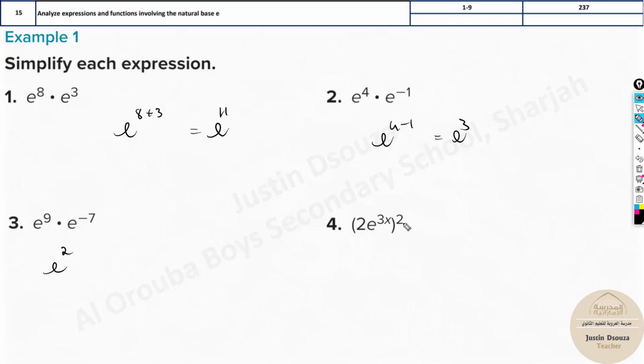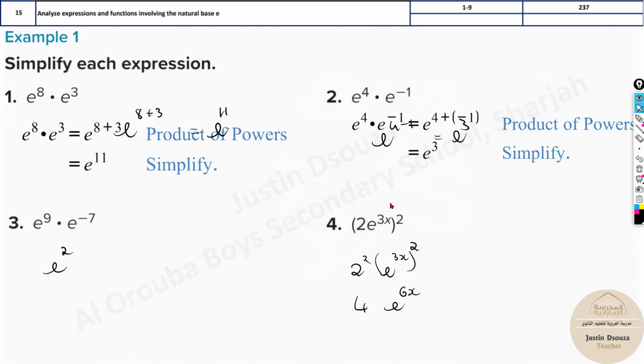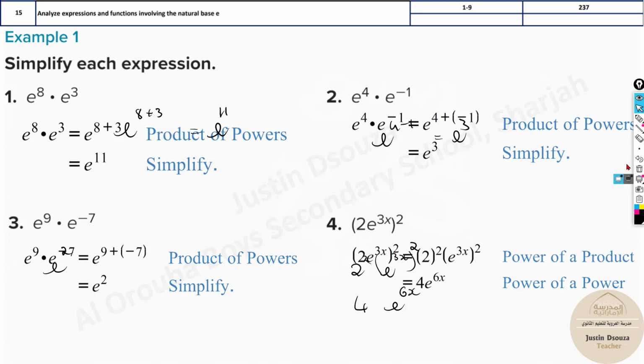But what about the squaring? This is a square for the entire thing, so it will be 2 squared, e to the power 3x, the whole squared. Whenever you square, it's not adding, it's multiplying. Here it's 4. Here you have to multiply 3 and 2, it will be 6x. This will be the answer. So you can see they're very easy, very simple.